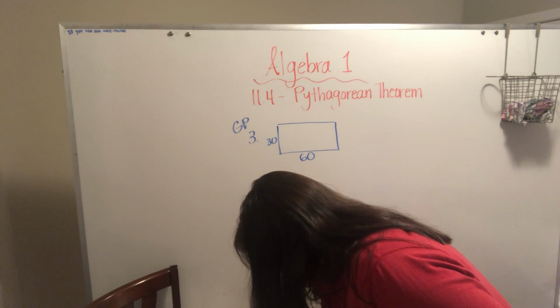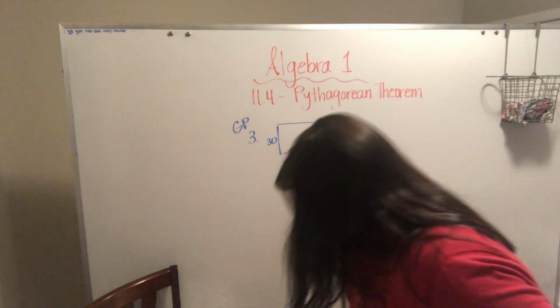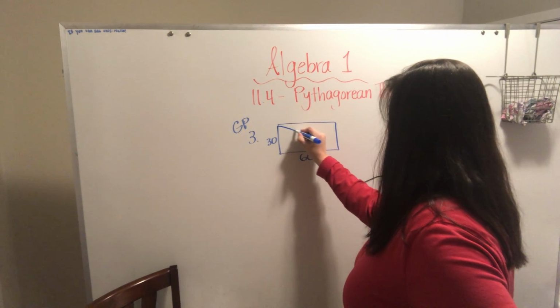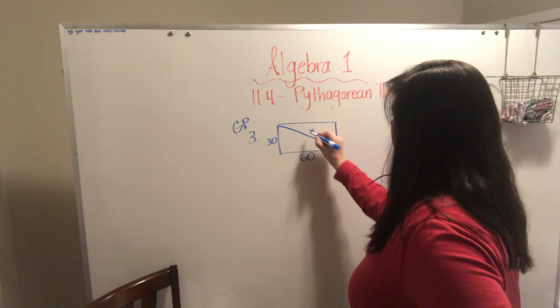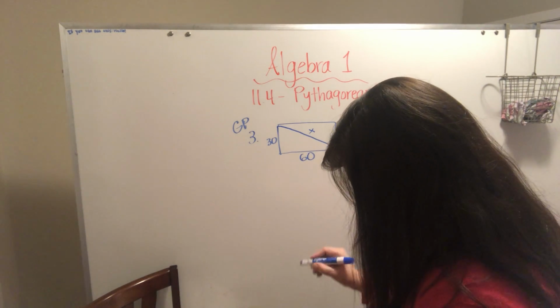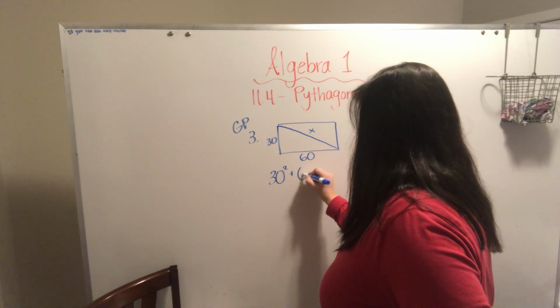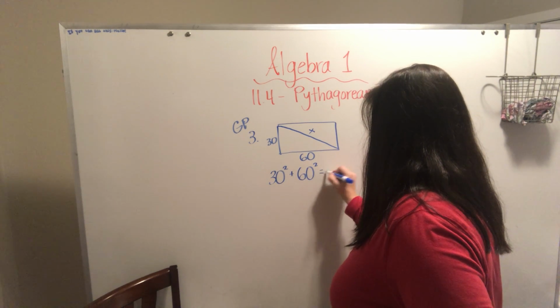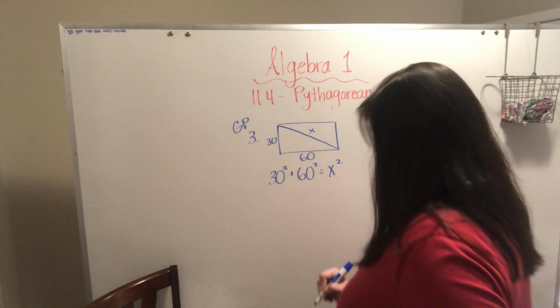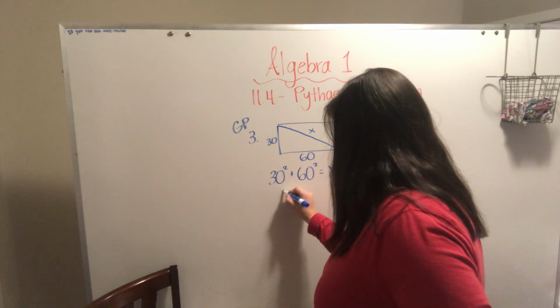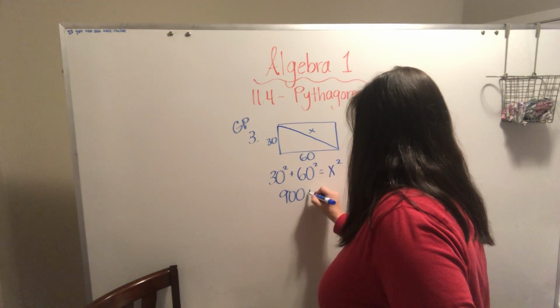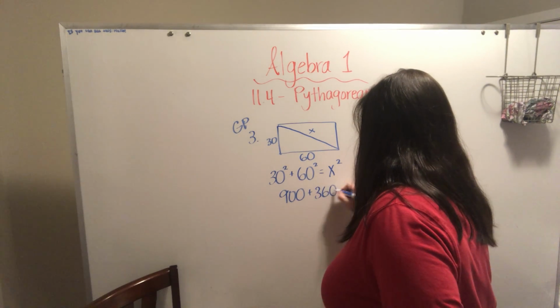You swim diagonally across the pool to the nearest foot. How far do you swim? Not so bad. 30 squared plus 60 squared has to equal x squared. 900 plus 3600.